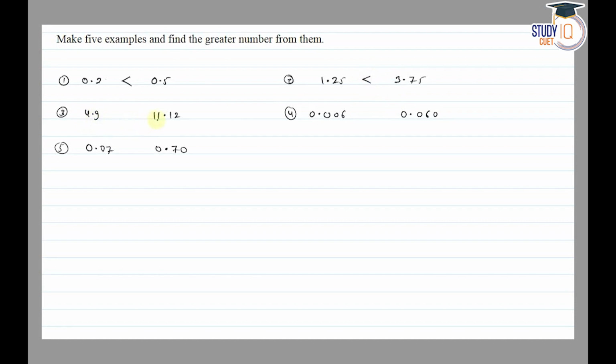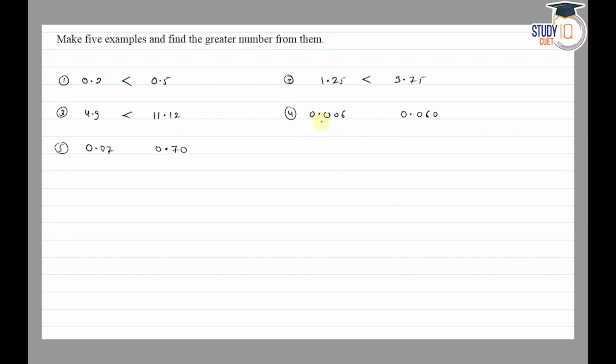4.9 and 11.12. So whole part is 4 and here whole part is 11. So 11 is greater than 4. So 4.9 is less than 11.12.